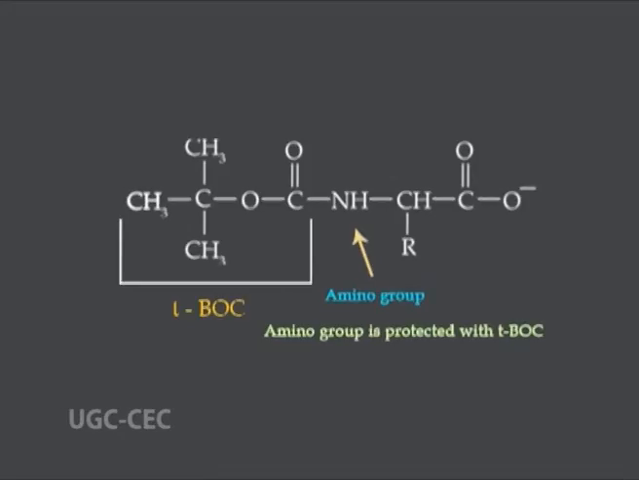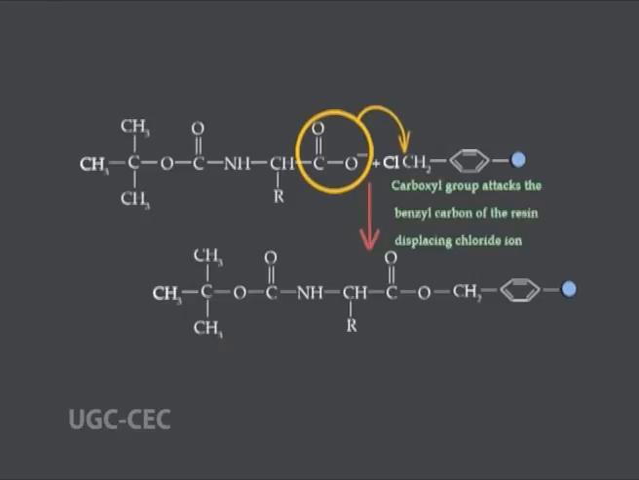Before the C-terminal amino acid is attached to the resin, its amino group is protected with tertiary butyloxycarbonyl to prevent the amino group from reacting with the resin. The C-terminal amino acid is then attached to the resin by means of a nucleophilic substitution reaction, an SN2 reaction. Each carboxyl group attacks a benzyl carbon of the resin, displacing a chloride ion.